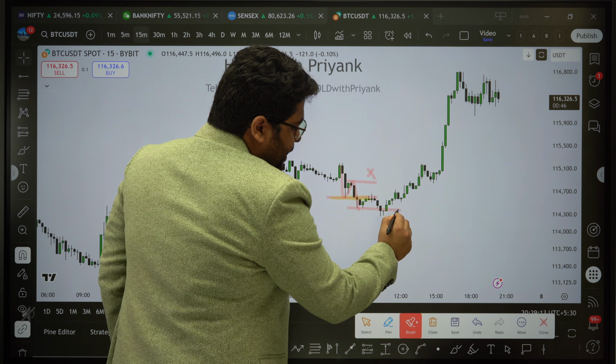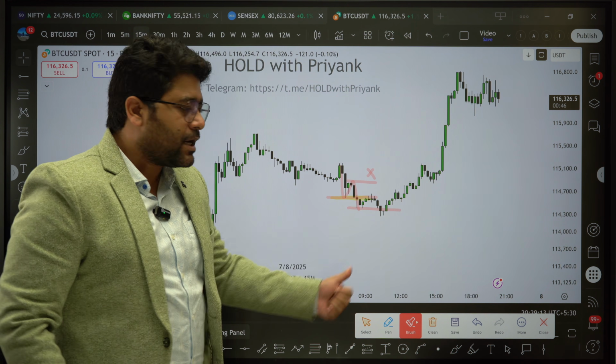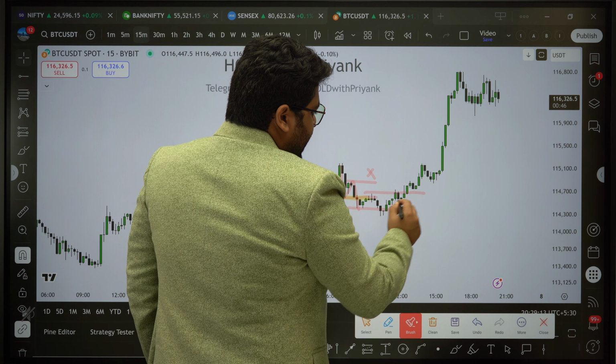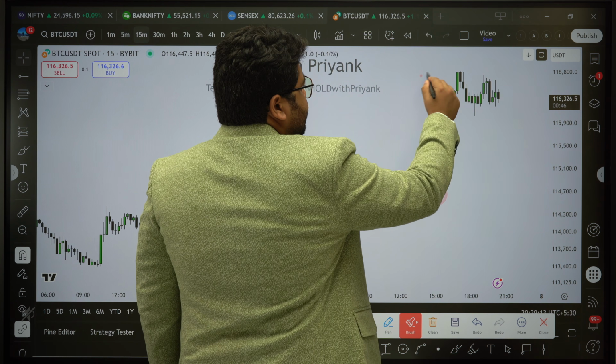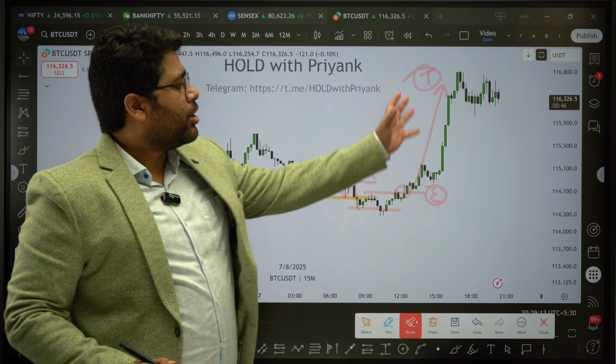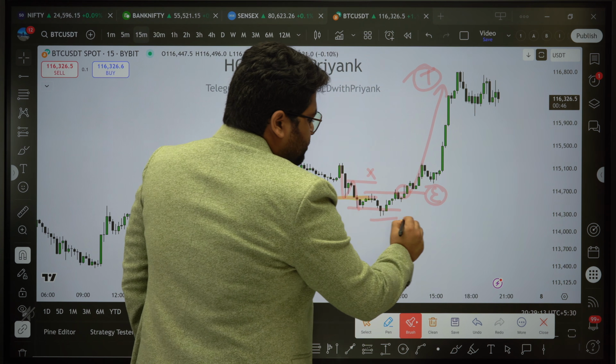Then below this, it again makes the fake out. Just a fake out. Then it breaks above this. And this is where you enter. This is your entry. And you can see the price has shot up a lot. Correct. You put your stop loss below this.